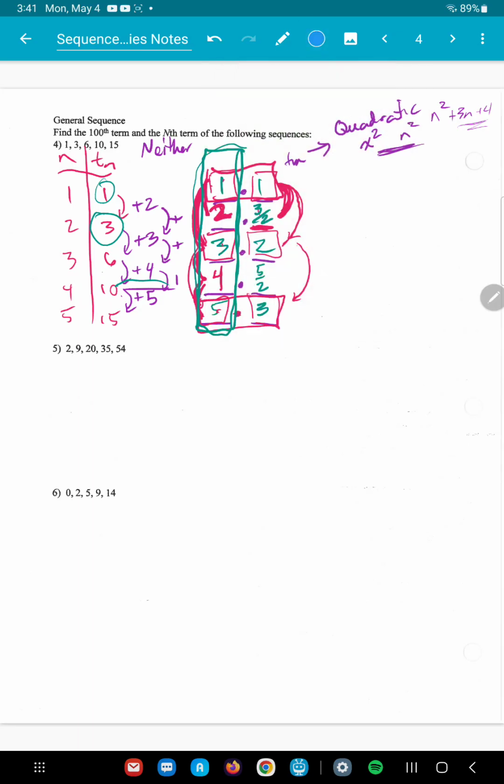I know it's getting really messy with all these colors, but 1 times 1 is 1. 2 times 3 over 2, well, the 2's cancel out and we get 3. 3 times 2 gives us 6. 4 times 5 over 2, the 4 and 2 cancel out, we get 2. 2 times 5 would give us 10. And 5 times 3 gives us 15. There we go.